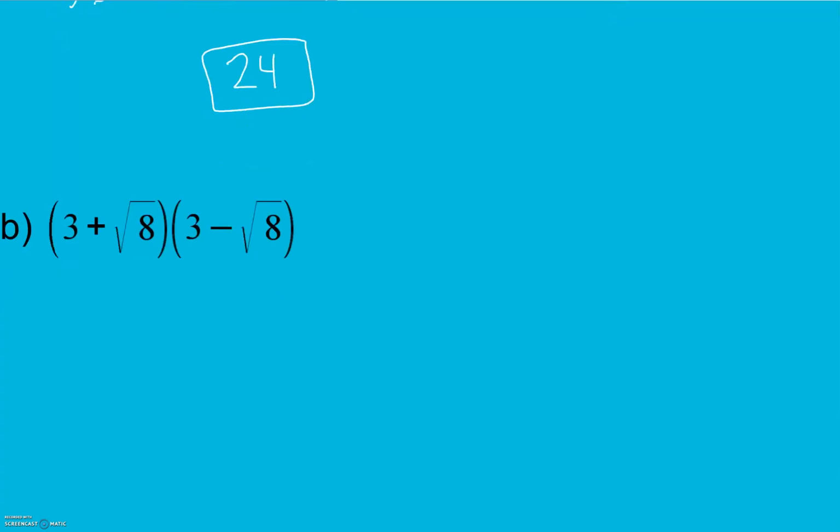Same idea here with B. Firsts, outsides, insides, and lasts.